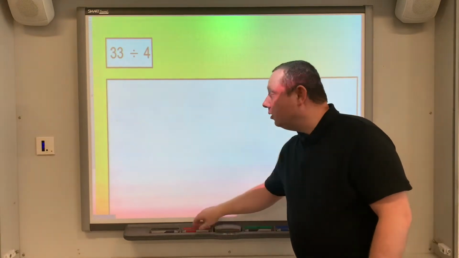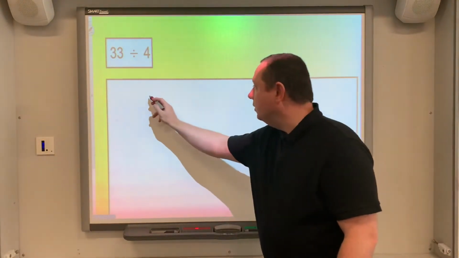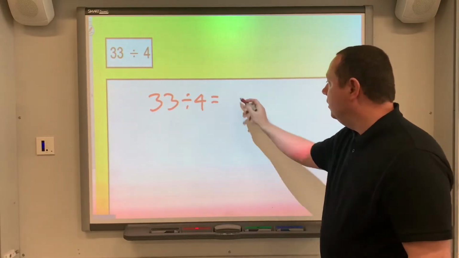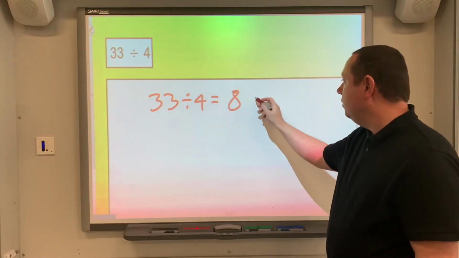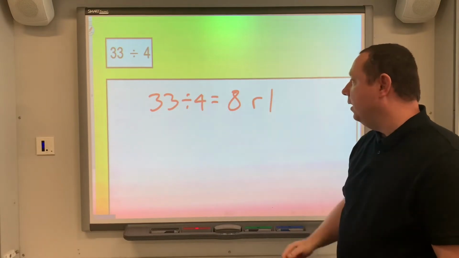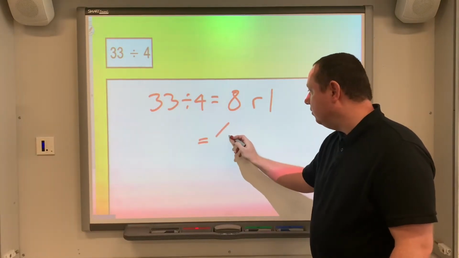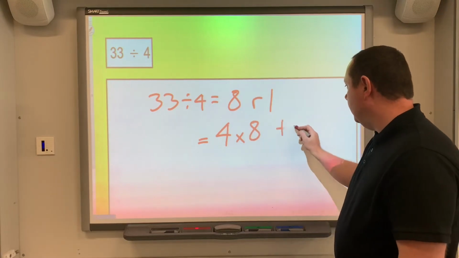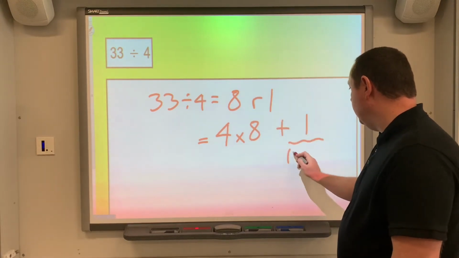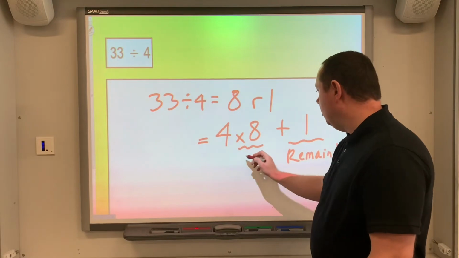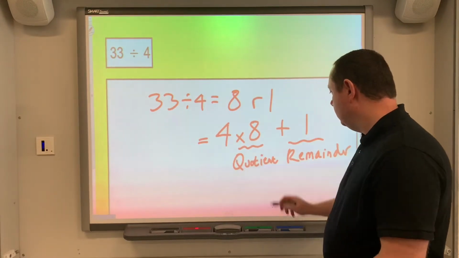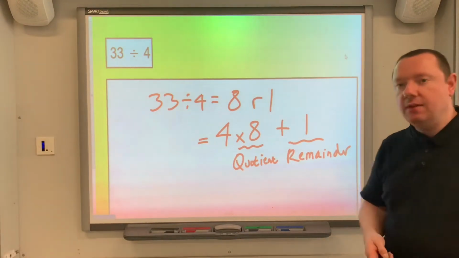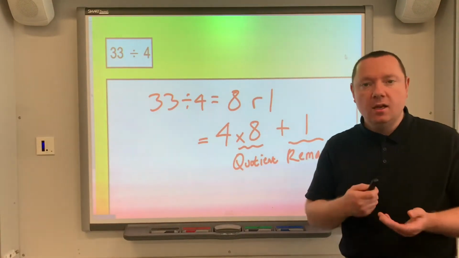So clearly, if we want to do 33 divided by 4, we would say that 33 divided by 4 equals 8, because 4 times 8 is 32, plus an extra 1, so the remainder is 1. So you've got the divisor, which is 4, times 8, plus an extra 1. This bit here is your remainder. This bit here is your quotient. The divisor times your quotient plus the remainder. It's exactly the same thing as when you divide algebraically.